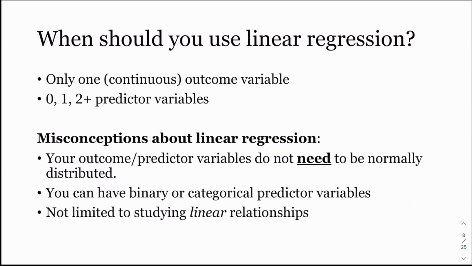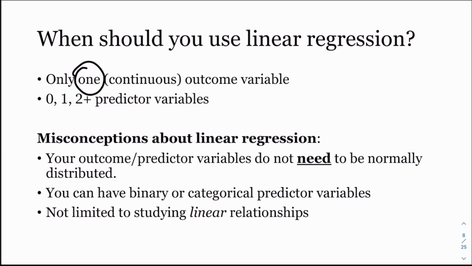So when should you use linear regression? There's a lot more to say about this, and I'm only going to very briefly talk about when you should use linear regression. Firstly, linear regression can only be used when we have a single continuous outcome variable. So the key thing to note here is that we can't have more than one outcome variable. However, you can have 0, 1, 2, or 1,000 predictor variables in your model.